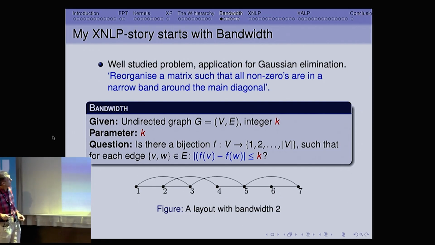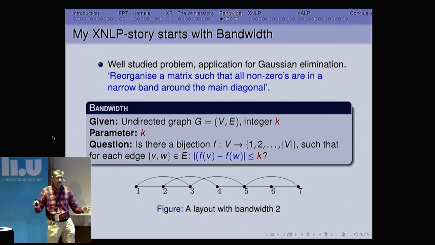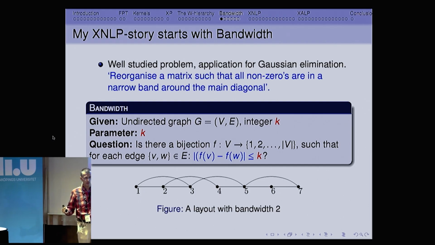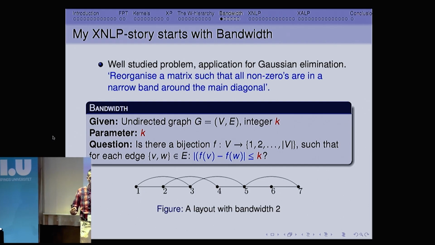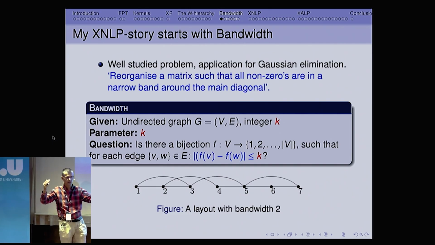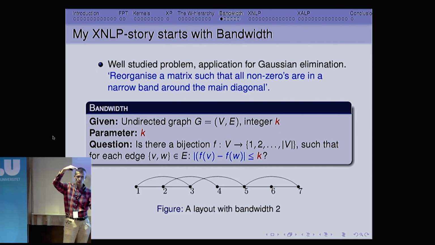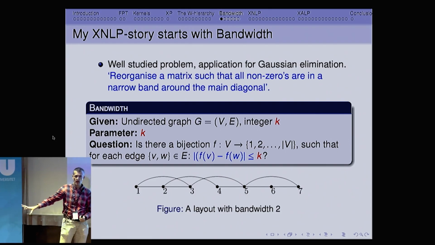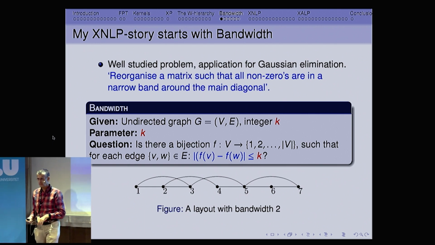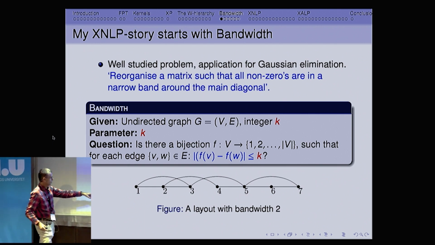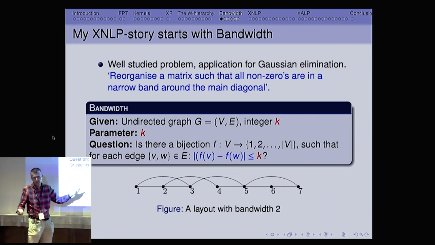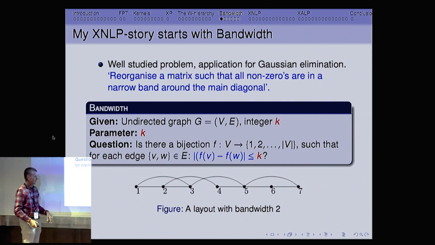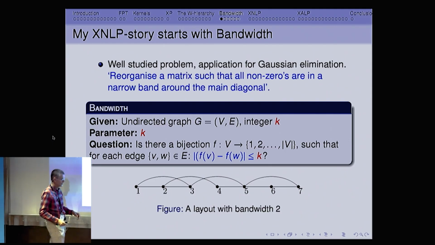I don't know if you know bandwidth. It's a very old question, because bandwidth actually comes from Gauss elimination. If I have a symmetric matrix and I want to permute the rows and the columns of the matrix such that all the non-zeros are in a small band along the main diagonal, that's where the name comes from. But in graph terms, would you call this a graph drawing problem? Yes, okay. Good, because I really wanted graph drawing examples.